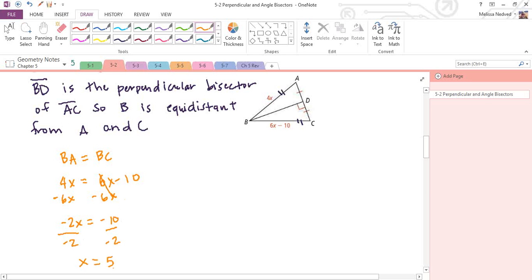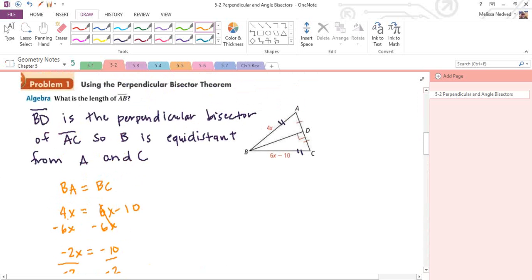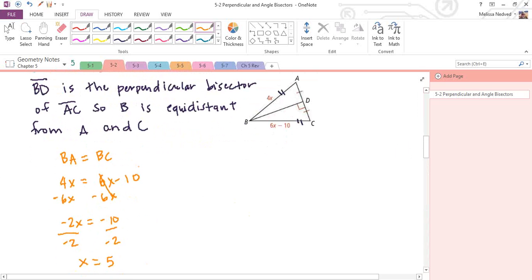And negative divided by negative is positive, x equals 5. We're not done there. Always make sure that you are answering the question they ask. They don't want to know what x is, but they want to know the length of AB. So we're going to go ahead and use substitution to substitute in 5 for x. So AB is equal to 4 times x, or 4 times 5, which gives us 20.